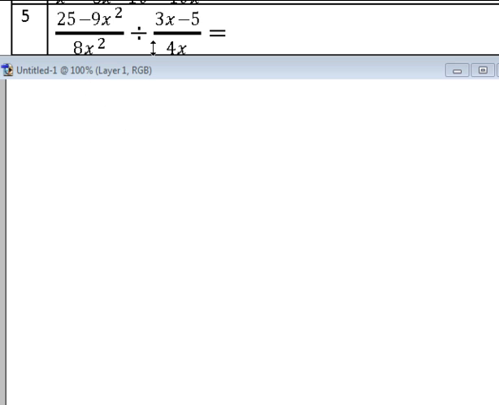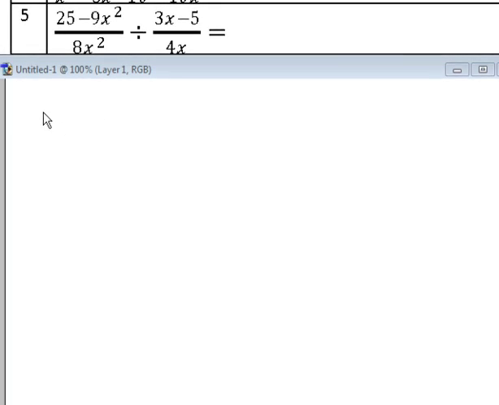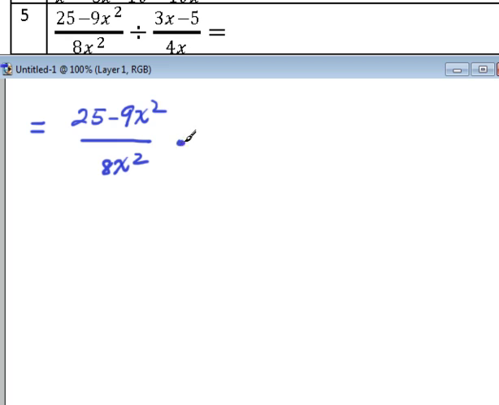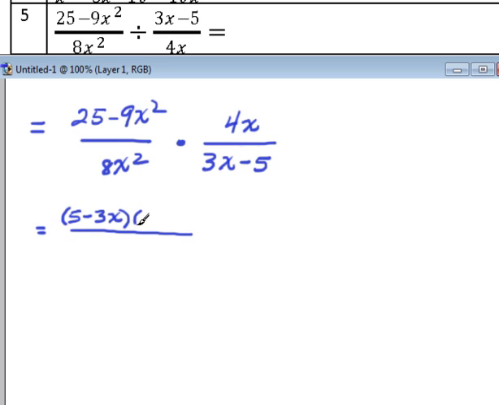In number 5 we're dividing fractions. So remember we're going to take the reciprocal of the second fraction and then multiply. So let's do that. First we'll change to a multiplication problem. So here we're going to multiply, take the reciprocal, we'll put the 4x in the numerator and 3x minus 5 in the denominator. All right, now factor 25 minus 9x squared, so we have 5 minus 3x times 5 plus 3x.